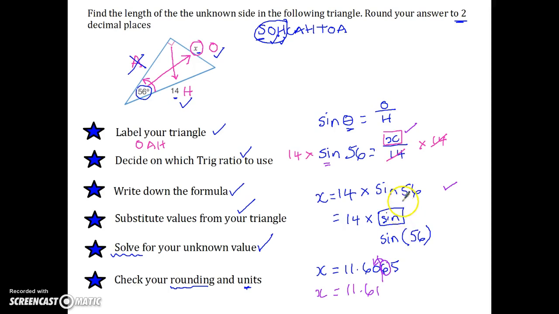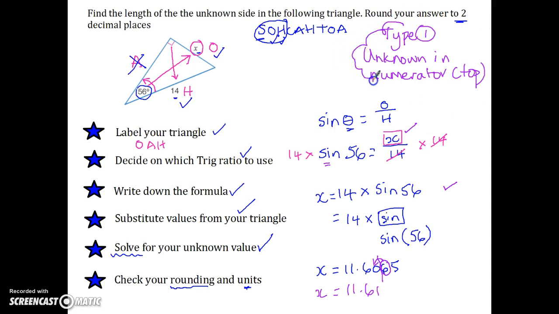So you can sort of think about this one as being a type 1, if you like. So a type 1, your unknown is in the numerator, which you know is the top of your fraction. Anytime your unknown is in the top of your fraction, your working out is going to be like this. The only thing that's going to change is whether it's sine or cos or tan.